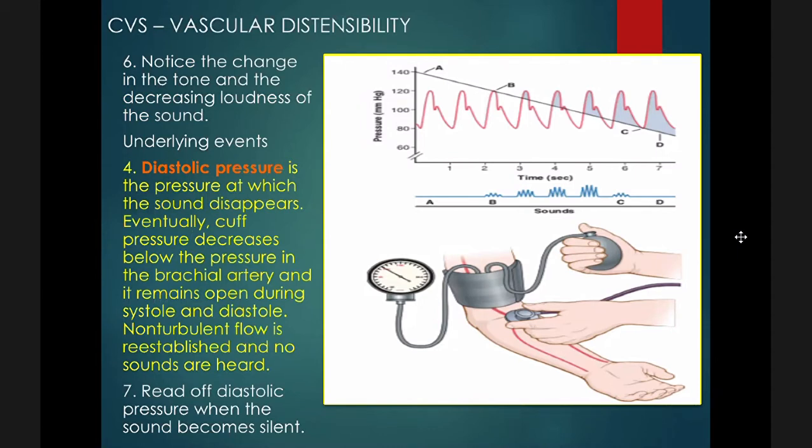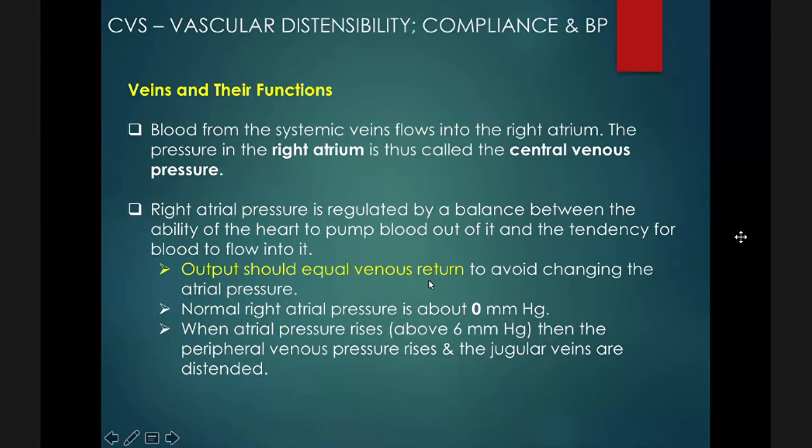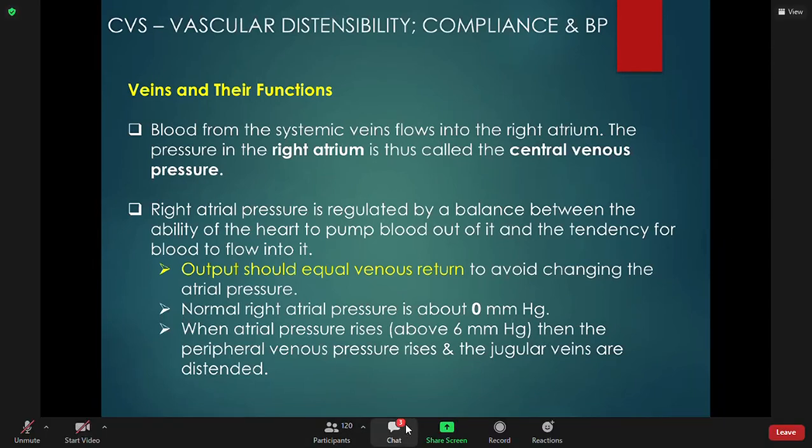Okay. Now, let's go to veins. Mabilis na lang to. I have been talking about the pressure in the right atrium. It's 0, while the pressure in the aorta is, let's say, 120. Because of this pressure difference, there is flow from the aorta back into the right atrium. We want to measure the pressure in the right atrium because we want to look at the central venous pressure.